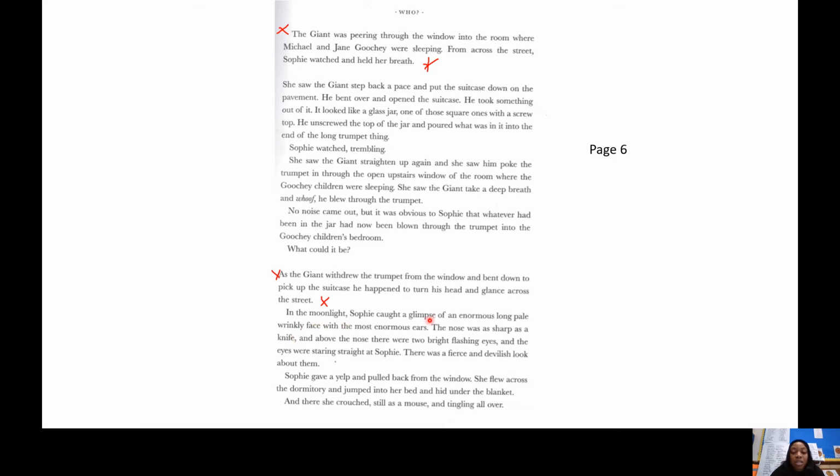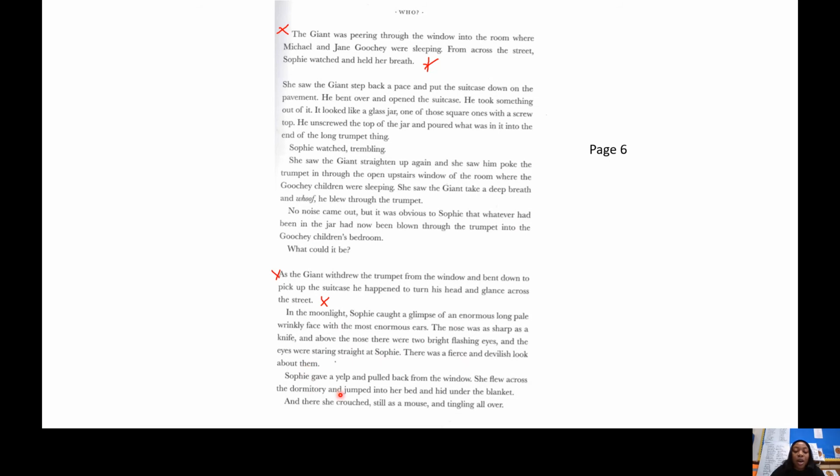In the moonlight, Sophie caught a glimpse of an enormous, long, pale, wrinkly face with the most enormous ears. The nose was as sharp as a knife, and above the nose there were two bright, flashing eyes, and the eyes were staring straight at Sophie. There was a fierce and devilish look about them.